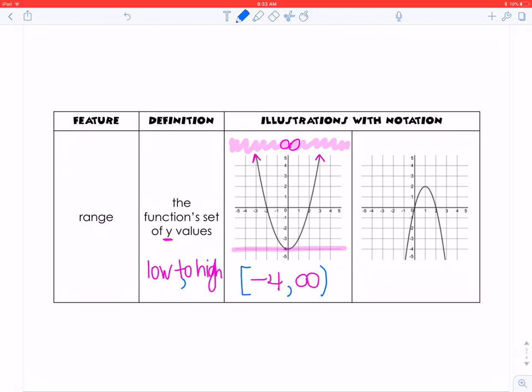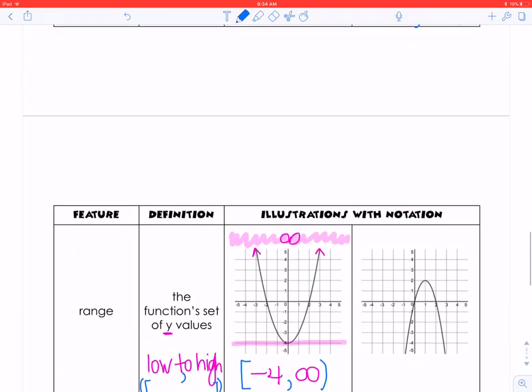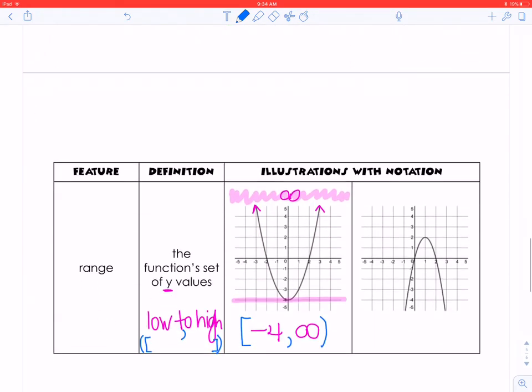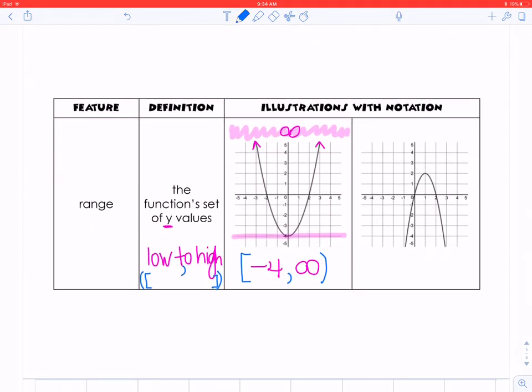So you might use parentheses or square brackets on these ends for your range as opposed to your domain. Look back at your domain. It kept going left and right. Your parabola stretches all the way left and all the way right forever, no matter what, whether it opens up or down. But on your range, when you're looking at y values, there is a peak. And so that's why we have those square brackets coming into play.